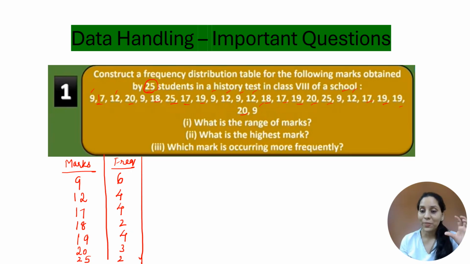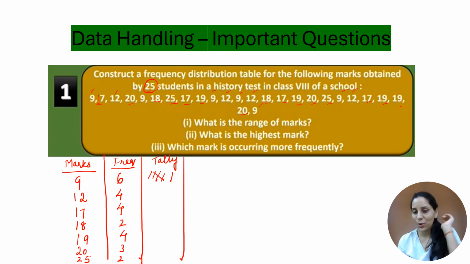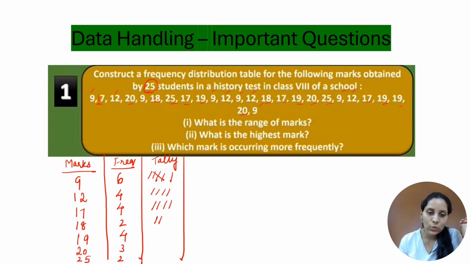Now, once we have created the frequency distribution table, we also need to write the tally marks. I'm sure you know them. 6 means 1, 2, 3, 4, 5, 6. The 5 is the cross mark; 5 or a multiple of 5 is the cross mark. Then 4, 1, 2, 3, 4. Again 4, then 2, then 4, then 3, and 2. Now this is the frequency distribution table.